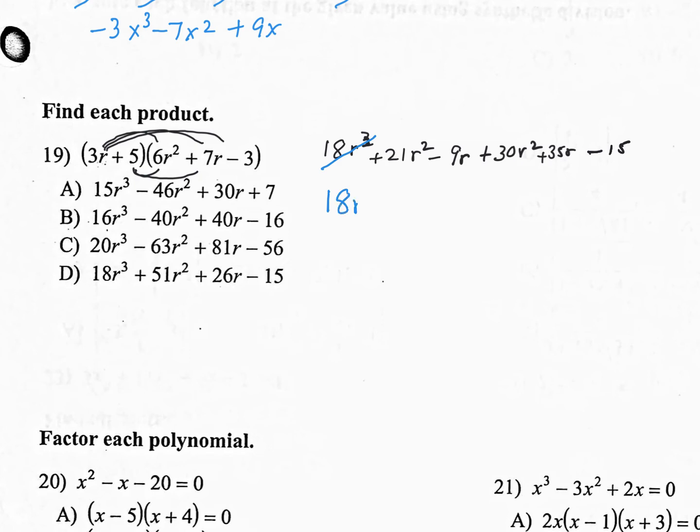So you have 18r cubed. The next one is r squared. I have 21 plus 30, so that's going to give me 51r squared. Negative 9r plus 35 will be 26r. Minus 15. So your answer is D.